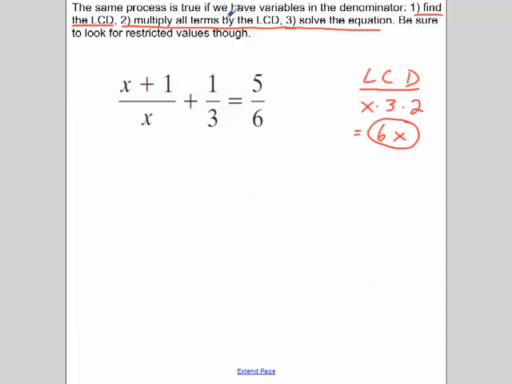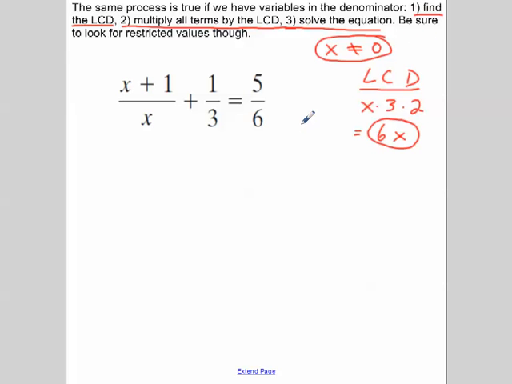Step number 2 is multiply all terms by the lowest common denominator. Now before we do that, because we've got a variable in our denominator, we should find out what the restricted values are. Remember that restricted values happen when we divide by 0. So if x is equal to 0, then we're dividing by 0, so x is not equal to 0. The other way to say it would be x equals 0 is a restricted value.